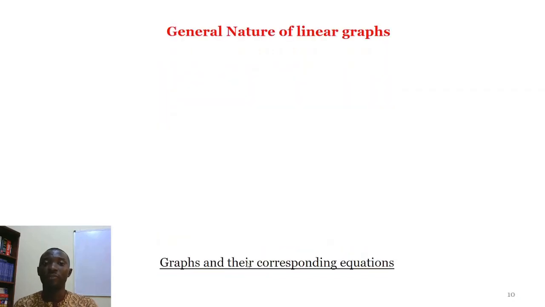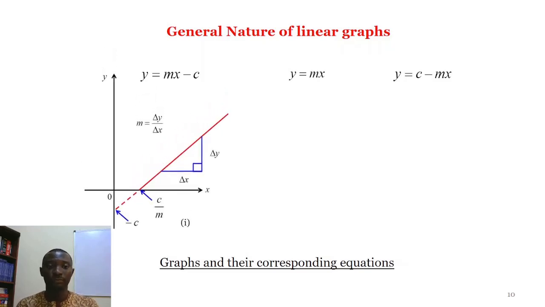This is the general nature of linear graphs. Let's look at them briefly before we progress. These are equations of the straight line of a linear graph. The first one has y equal to mx minus c. Y is the dependent variable depending on values of x, the independent variable. At this point on the y-axis, x is equal to 0. So we substitute 0 there, and we obtain an expression for y equal to negative c.